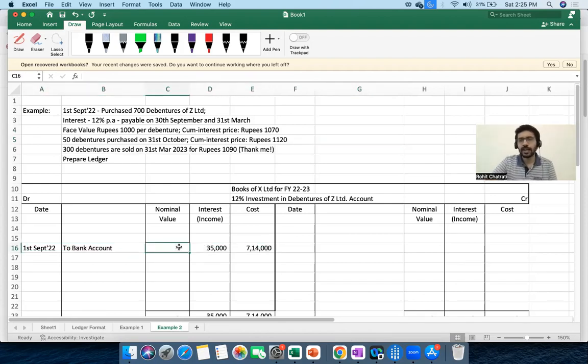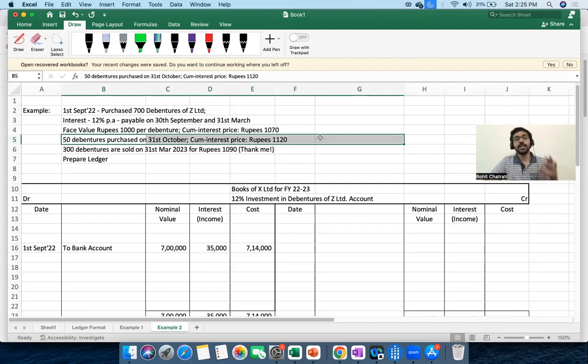Then in the nominal value, like I said, it is a memorandum column. You will recognize the face value. You will record the face value 700 multiplied by 1000, which is equal to 7 lakh rupees. The next transaction is on 30th of September, not on 31st of October.